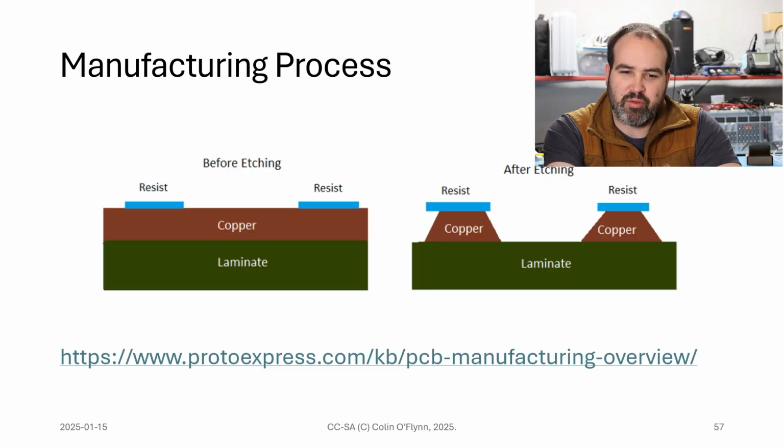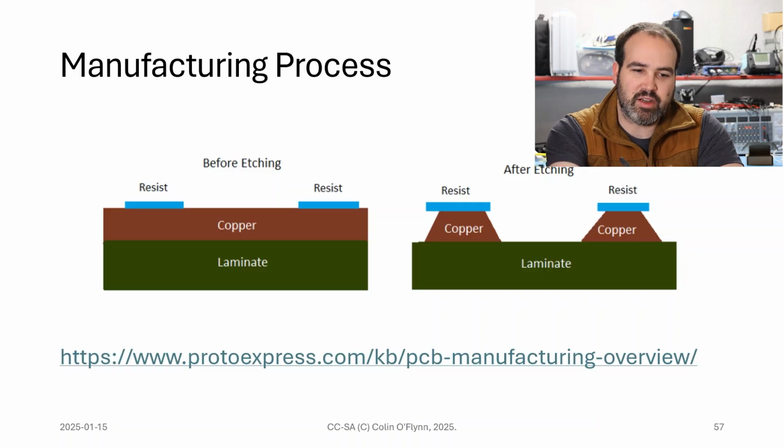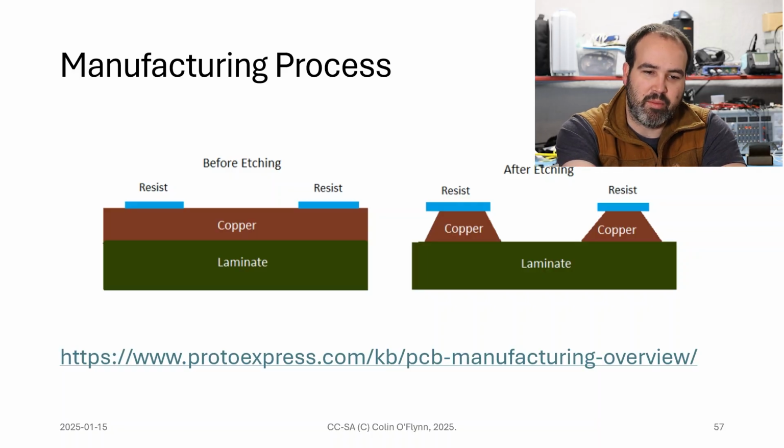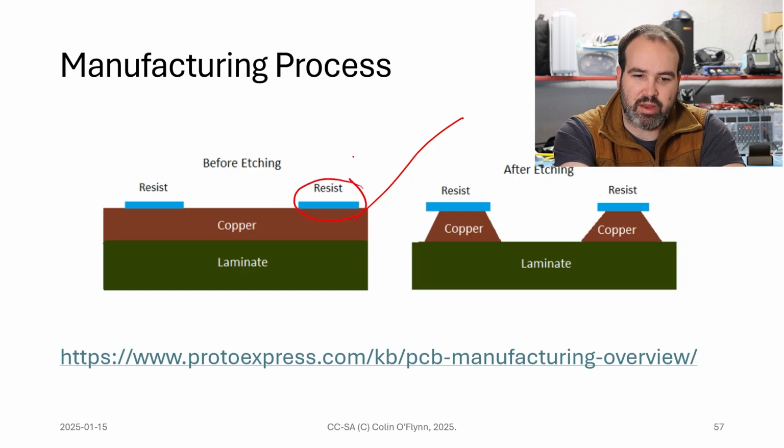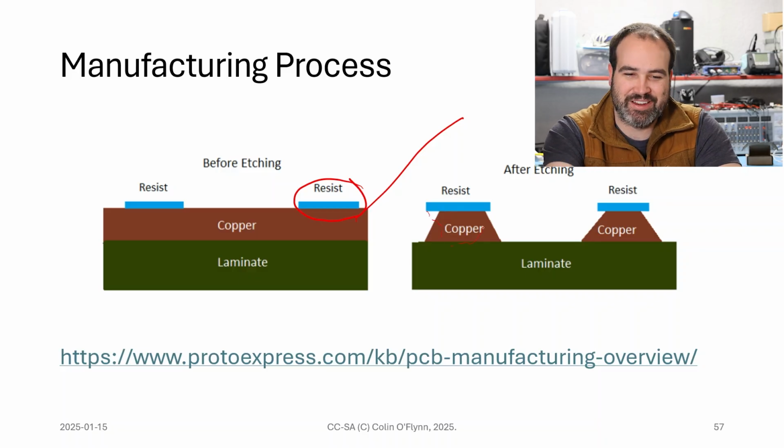So how are boards actually made? I had a little diagram of this before, but basically it's all this etching stuff. So we have copper. Resist gets added on top of the copper, and then it etches away. And what you end up with, and I actually drew this backwards in my part 1, but I'm not going to go back. Too bad.